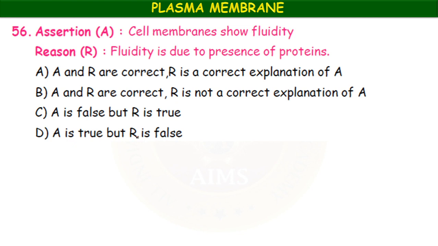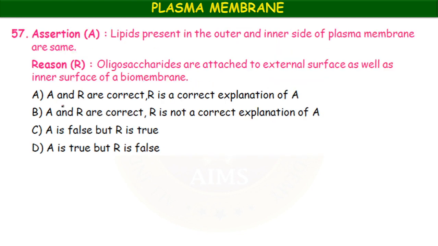The next, cell membranes show fluidity. The fluidity is due to the presence of proteins. Here also both assertion and reasoning are correct, and the reason correctly explains the assertion. The lipids present in outer and inner membranes of plasma membrane are same. Oligosaccharides are attached to external surfaces as well as the inner surfaces of biomembrane. No doubt the lipids include the oligosaccharides. So here also both assertion and reasoning are correct, and the reason is the correct explanation of assertion.